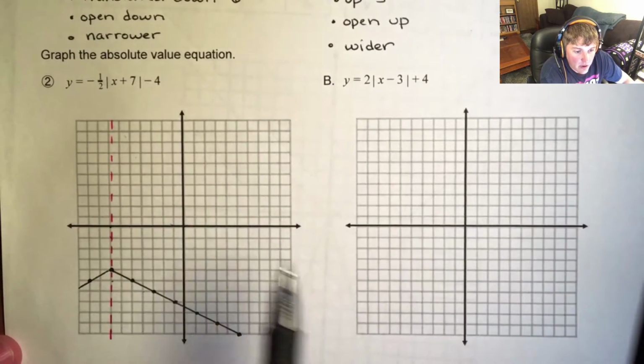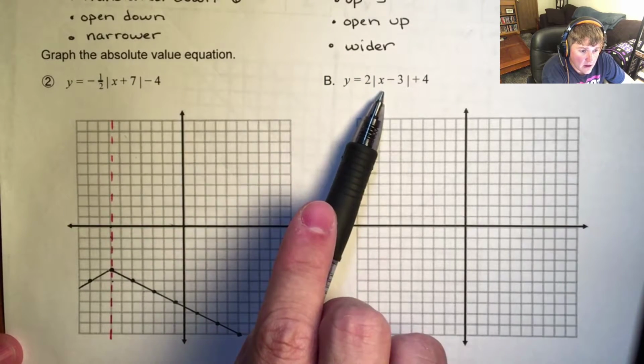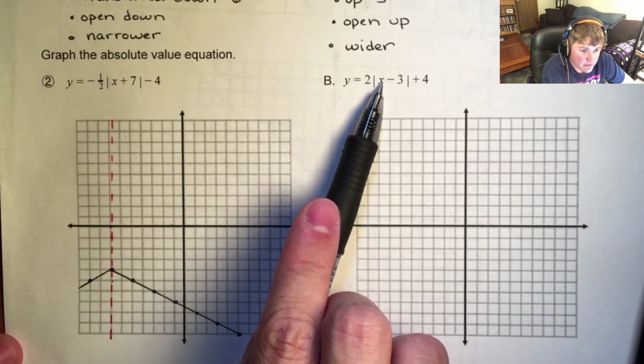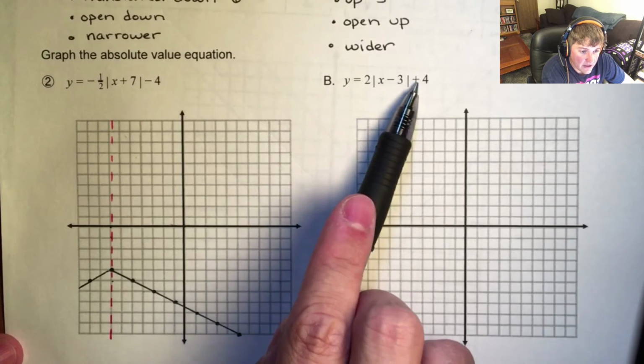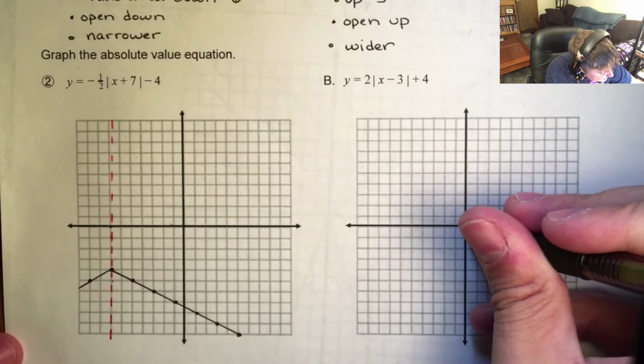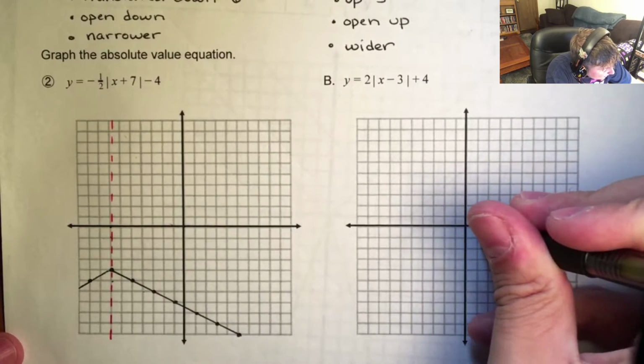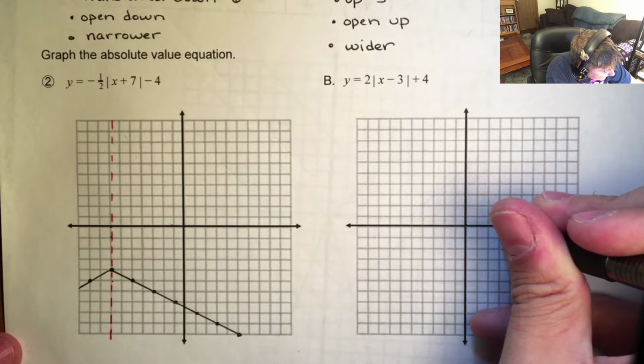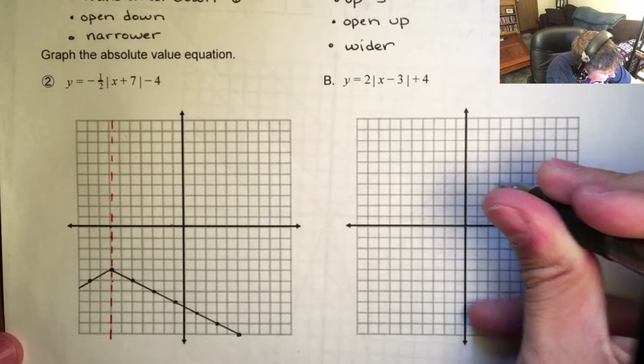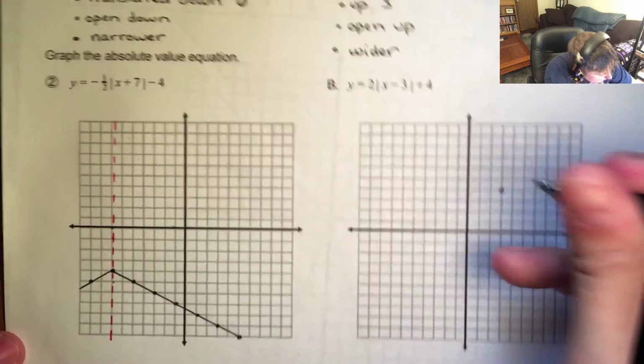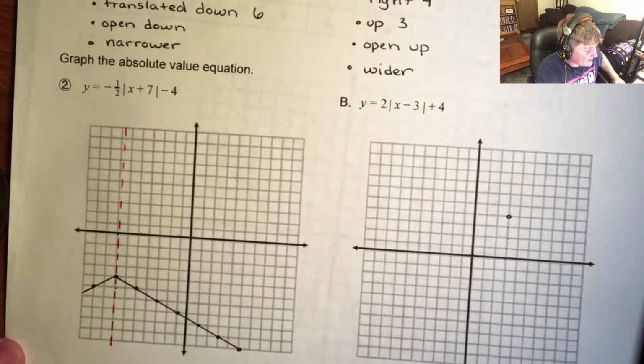Okay, so as I'm looking at this one here, I know that my vertex has been moved to the right 3 and then up 4. So I can start at 0, 0, because that's where it normally starts, and move to the right 3, 1, 2, 3, and then up 4, 1, 2, 3, 4. And so that's where my whole graph is going to start.